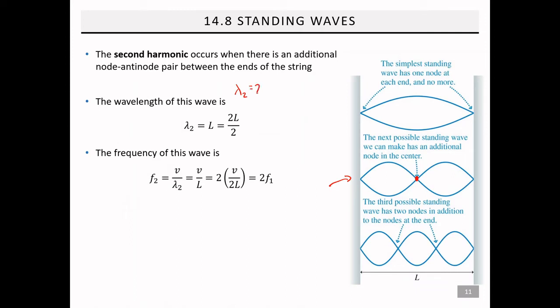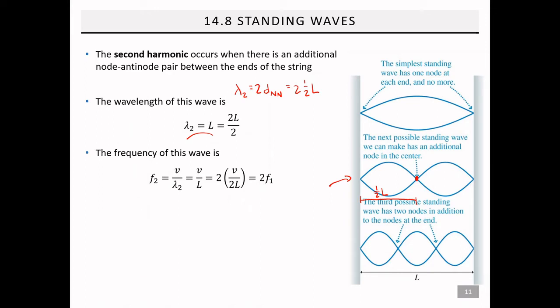So if you have lambda is equal to 2 times the distance from one node to the next node, and then you look in the center picture, you can see that the distance from one node to the next node is 1/2 the wavelength, or I'm sorry, 1/2 the length of the string. So then you have lambda is equal to 2 times 1/2 L, and the wavelength of the second harmonic is the length of the string, L. The frequency we can find similarly.